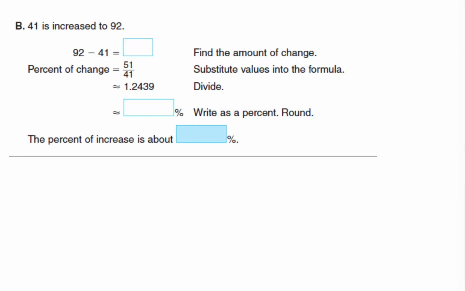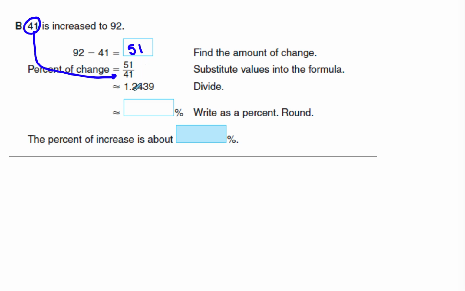All right, go ahead and pause the video and try this next one on your own. Okay, let's check our answer. 41 is increased to 92. It's getting bigger. That's why it's an increase. We start by finding the amount of change. 92 minus 41 gives us an answer, 51. Our original number is the first one, 41. That's what we're going to divide by.